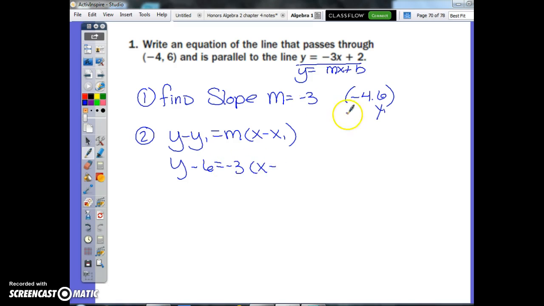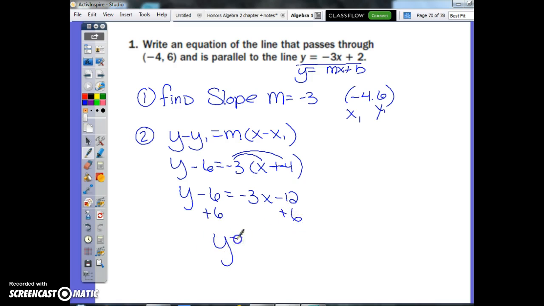X minus, what is x sub 1? Negative 4. So remember, a negative and a negative turns to a positive. We're going to have to distribute. So we're going to get y minus 6 equals negative 3x minus 12. We're then going to add the 6 over, because eventually we're going to graph these, not today, but we will. And this is the equation you get.